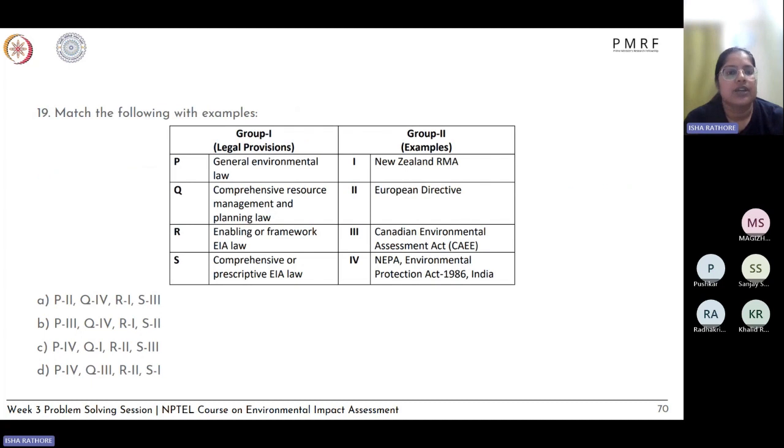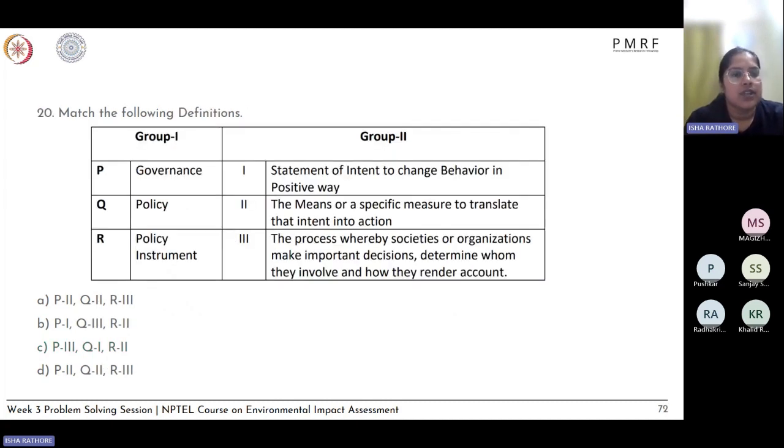Moving on to the next question. So again, match the following. I think we have considered this question before, so let's move on. Now let's match question 20. Let's match the definitions of the terms given in group 1 to the definitions given in group 2. So we have terms like governance, policy, and policy instruments, and we looked up their definitions as well.